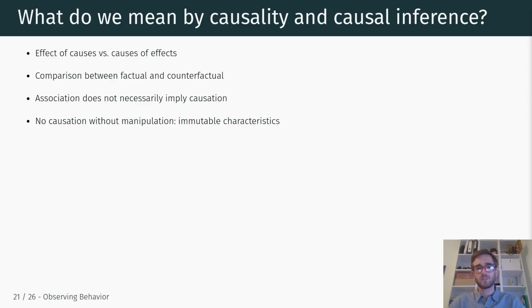Another important aspect that is useful to keep in mind is that in this context of causality as a comparison between a factual and a counterfactual, that also implies that it's not quite straightforward to think about causation or causal effects of characteristics that can ultimately not be manipulated, right? So as soon as you have immutable characteristics that cannot be changed, it's much more difficult to think about causal effects, or to estimate the causal effect of something.